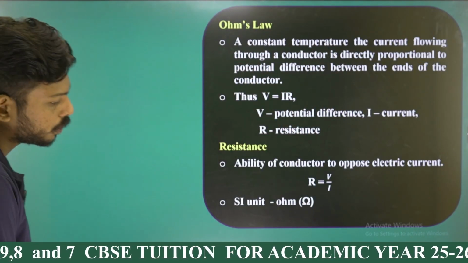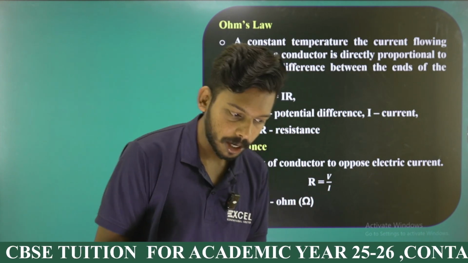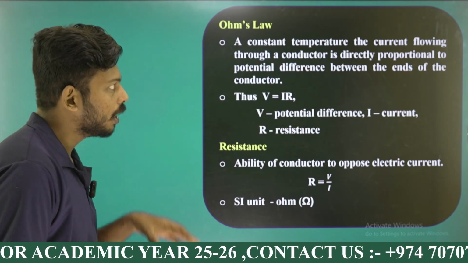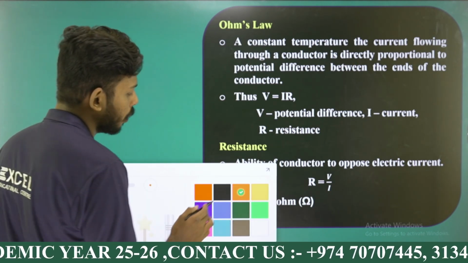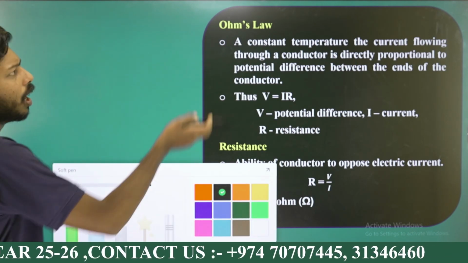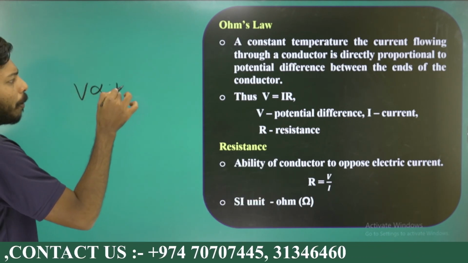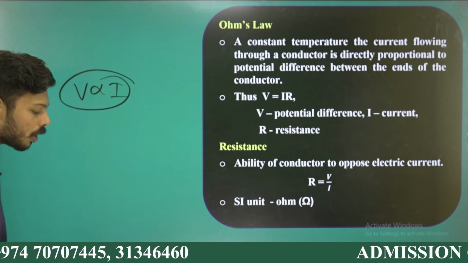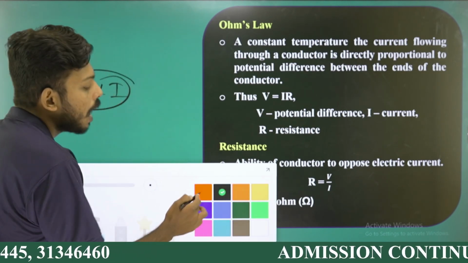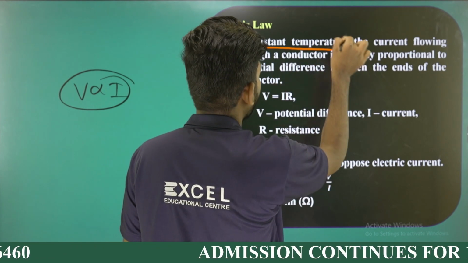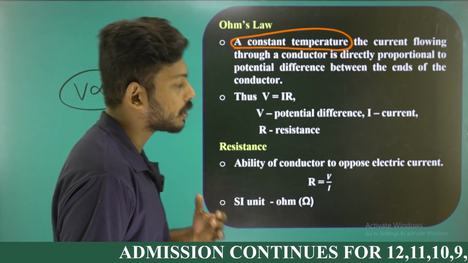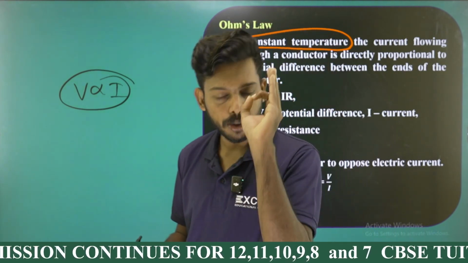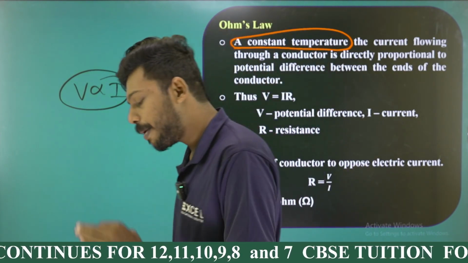What is Ohm's law? I already gave an explanation about potential, so it will be much easier to discuss. Ohm's law is very important. Everyone knows Ohm's law: potential is directly proportional to I. But the most important part is not V directly proportional to I. The most important part is that it holds at a constant temperature. You can apply Ohm's law only when the temperature is constant. Keep that in mind and write down the point that the temperature should be constant.